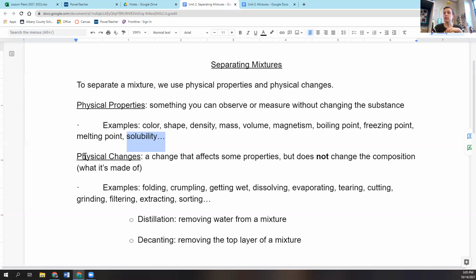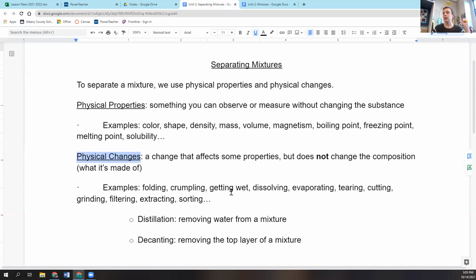All right, physical changes are very similar to physical properties. It's a change that affects some properties, but does not change the composition. These can sometimes pair up a little bit, but if I fold a piece of paper or a sheet, I haven't changed what it's made of, so that is a physical change.